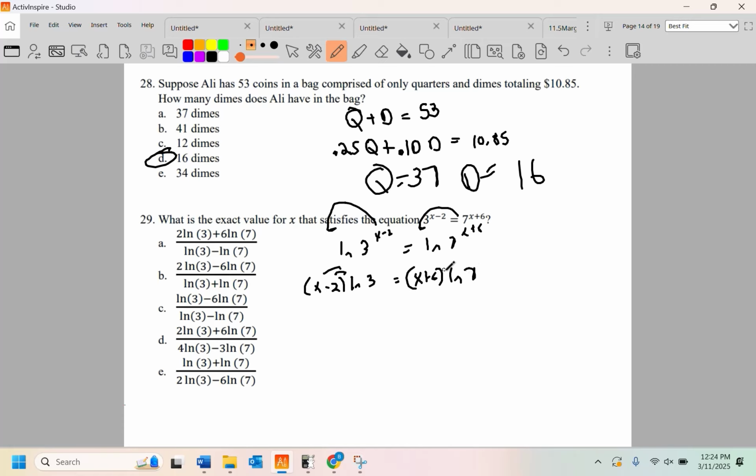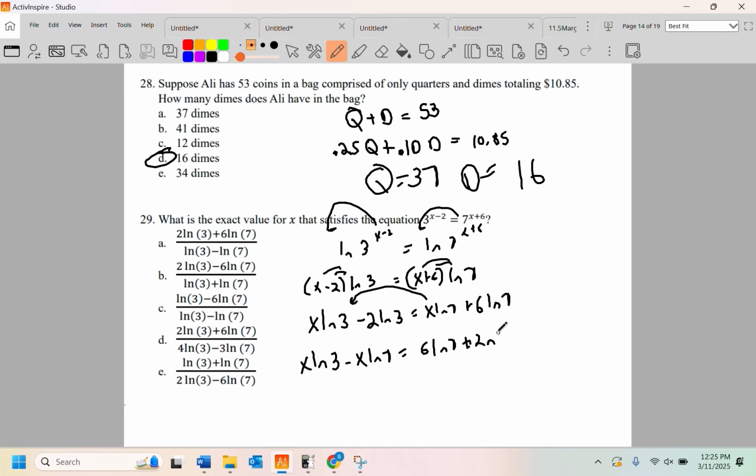Use the distributive property. X times the natural log of 3 is literally x ln 3. Negative 2 times the natural log of 3 is negative 2 ln of 3. And that equals x ln of 7 plus 6 ln of 7. X's on one side, numbers on the other. So I'm moving my x's left. So x natural log of 3 minus x ln 7 is equal to 6 natural logs of 7 plus 2 natural logs of 3. And your favorite F word is always factoring.